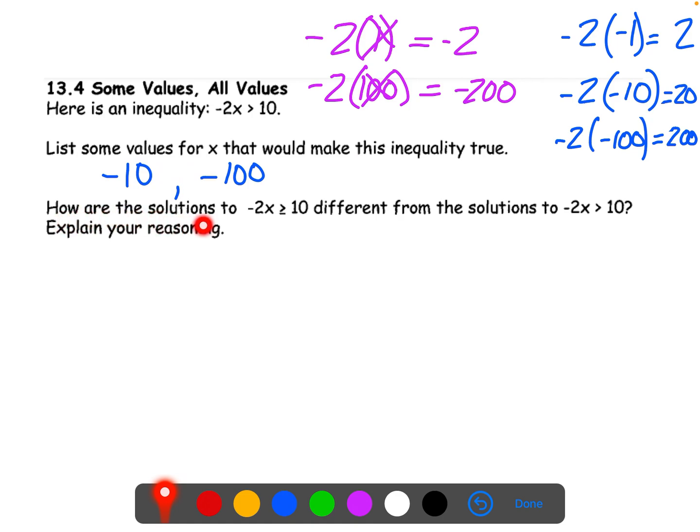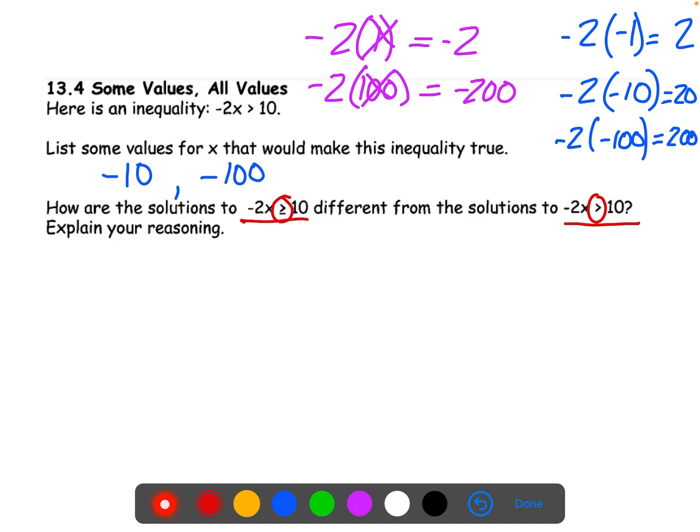Now, how are the solutions to this inequality different from the solutions to this inequality? They look almost identical. Let's find the difference here. It's right here in the inequality sign. This first one is greater than or equal to. This one is just greater than.